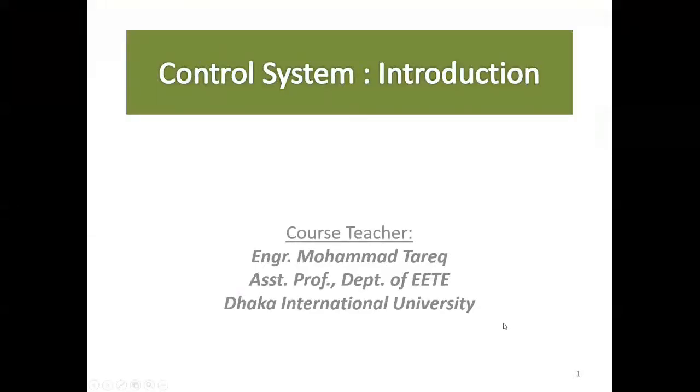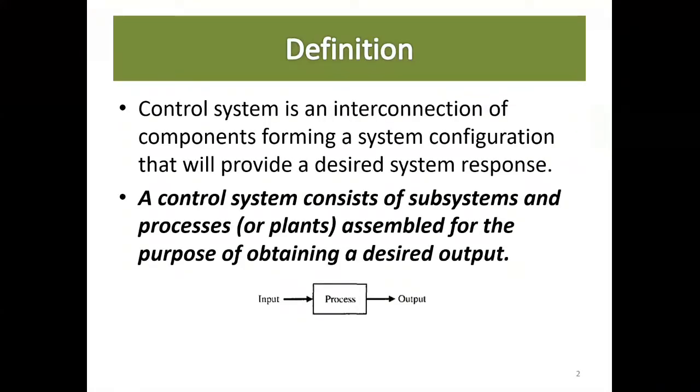We started yesterday, that means the first class. Actually, I'm reviewing a few things again, like what is a control system. A control system is the interconnection of components. As a result, we form a system. Having that system, we get the desired output by inserting the required input. And the definition is given here.